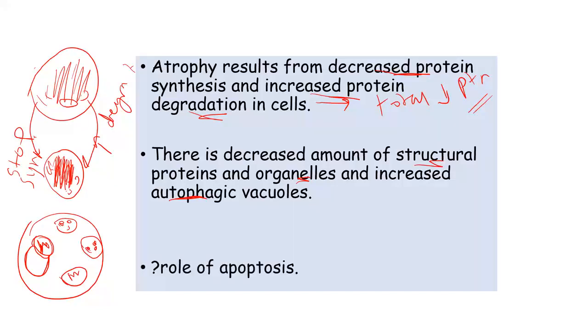There is a role of apoptosis, which is the cell suicide. We are going to talk about it later on in apoptosis and go back to atrophy to see what is the role of apoptosis in some cases of atrophy. Okay, so this is the mechanism of atrophy.